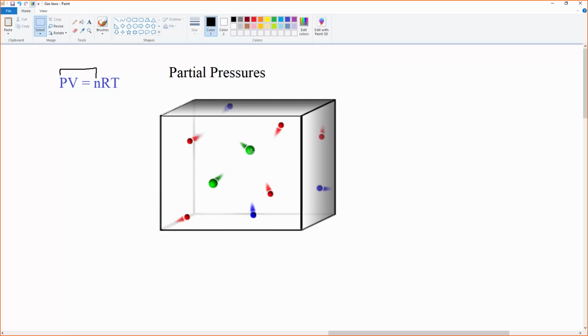We have some green gas particles, some red gas particles, some blue gas particles. Forgive me, I am a chemist and not an artist, so this is my best representation of a 3-dimensional box containing these gas particles. And these little tails are trying to show that they're zipping all over in all directions, because they're gas particles. That's what gas particles do. Do you see that in my box here?